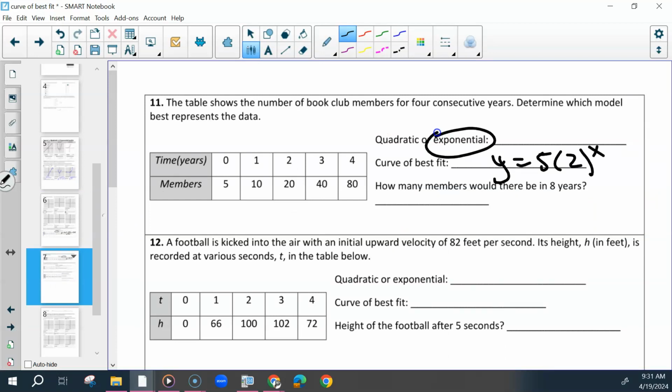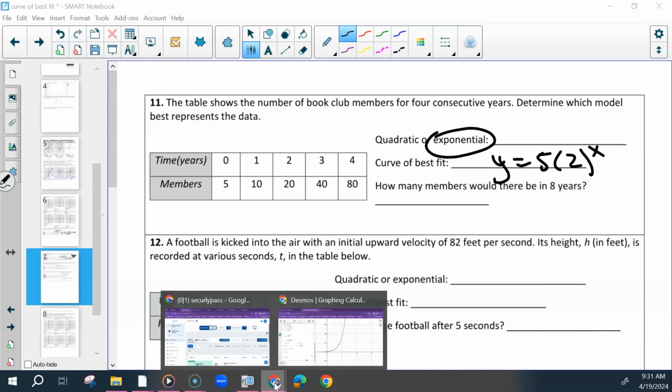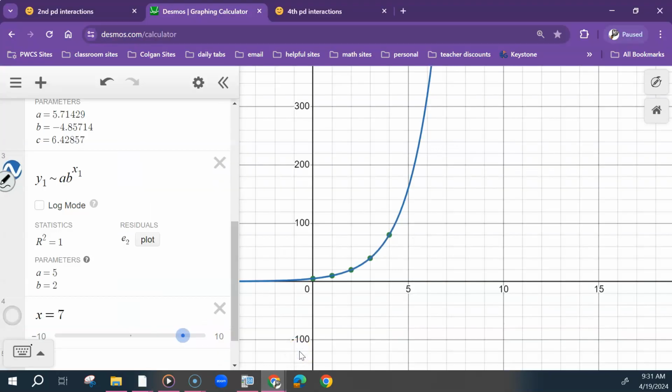How did you get 5? So I will say in real life book clubs, because that's what this one's talking about, don't grow exponentially like this. But it would depend on the book, the author, the genre. Normally they may grow, but not like this. And then using your curve of best fit, how many members would there be in 8 years?